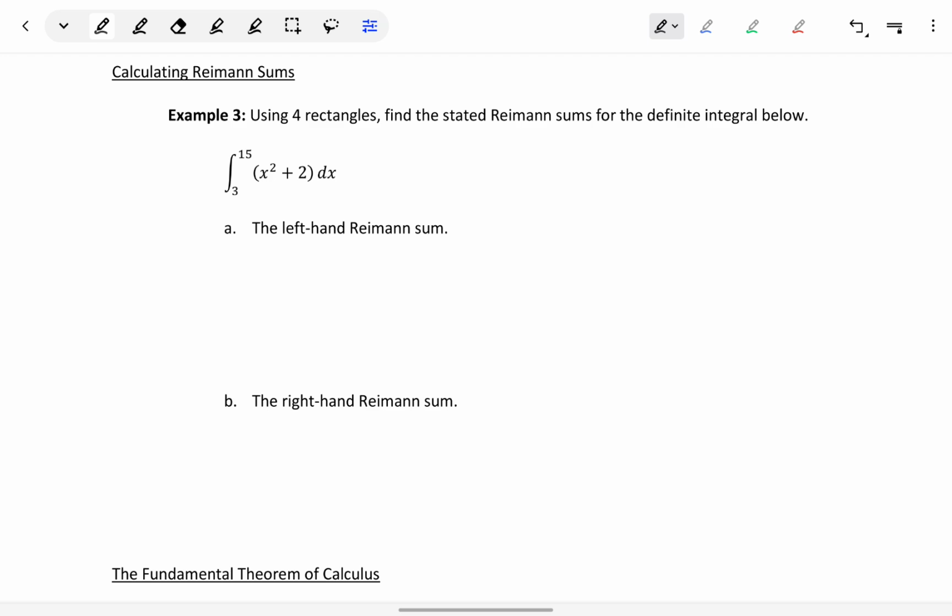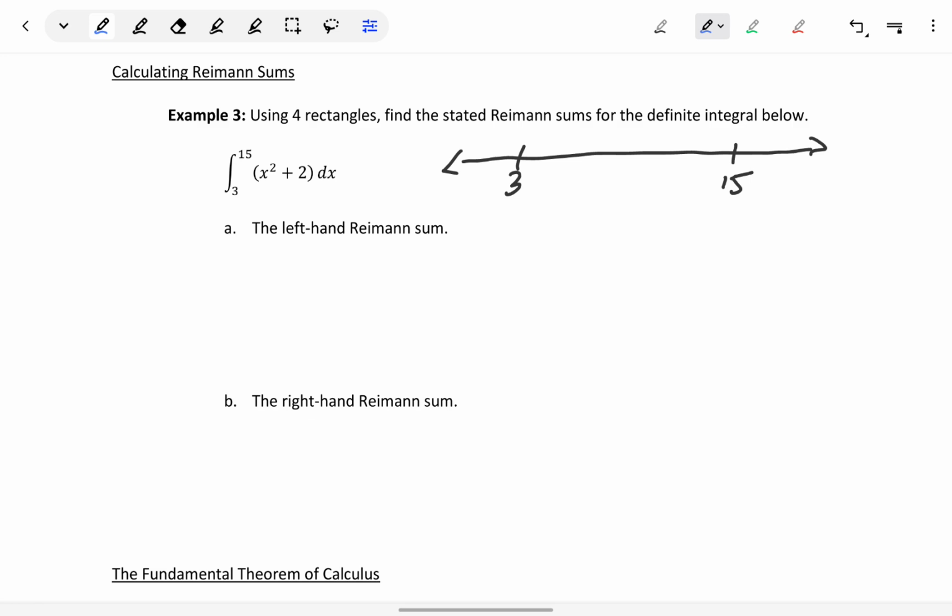So we're given the function x squared plus 2. We're given the interval from x equals 3 to x equals 15. So we can sketch out a quick number line and start with x equals 3 to 15. And we're told that we want to break this up into 4 rectangular regions.